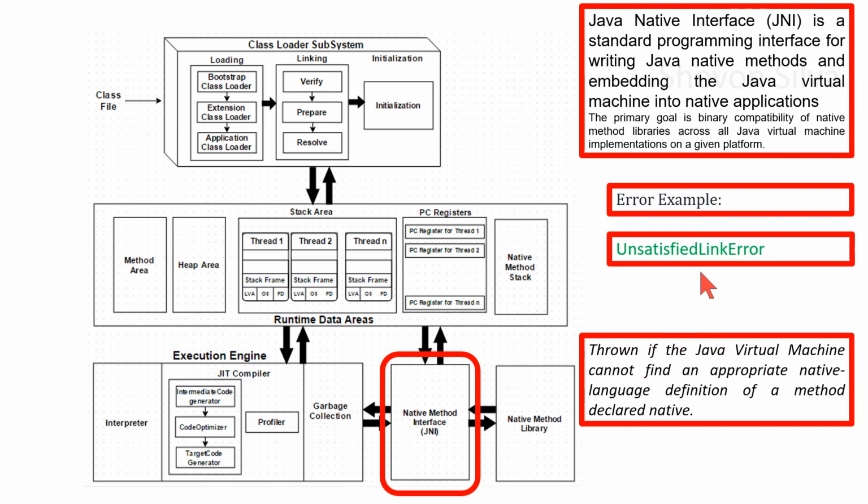And UnsatisfiedLinkError is thrown if the Java virtual machine cannot find the appropriate native language definition of a method declared native.